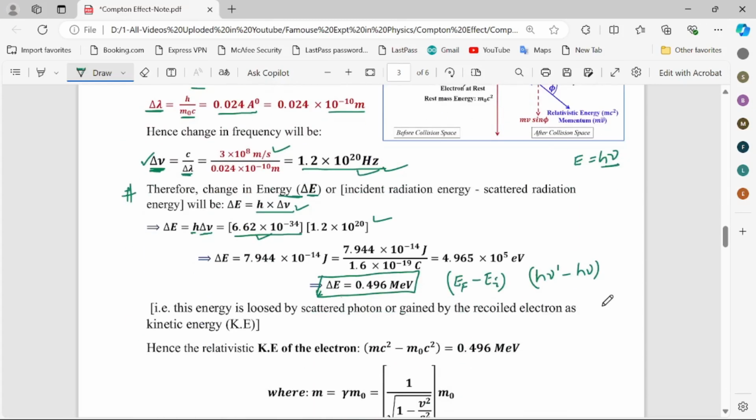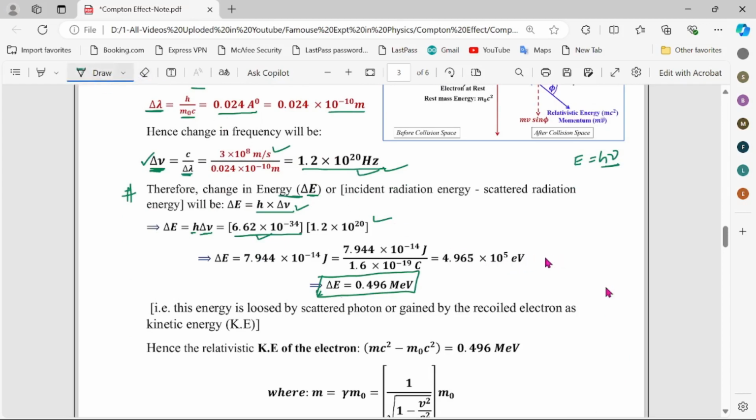So change in energy is nothing but, see, I have written it just reversed, because we know that after scattering its energy is going to be reduced. So h mu is greater. So h mu minus h mu dash is the change in energy. That means initial minus final is the change in energy. This is called delta E. So this change in energy is initial minus final.